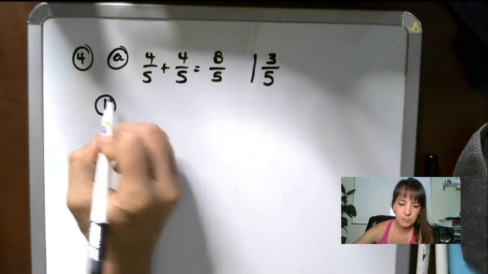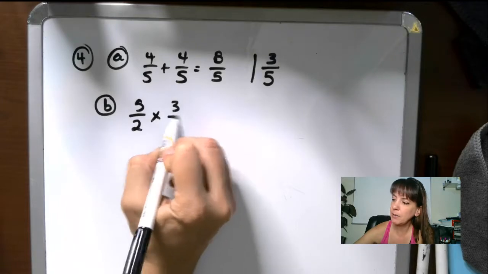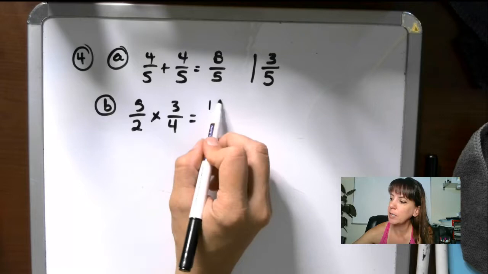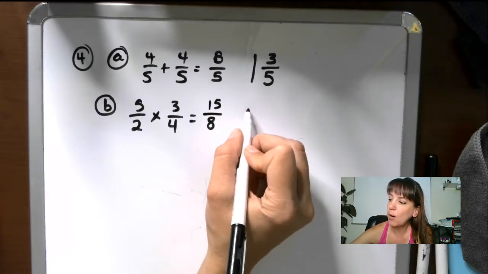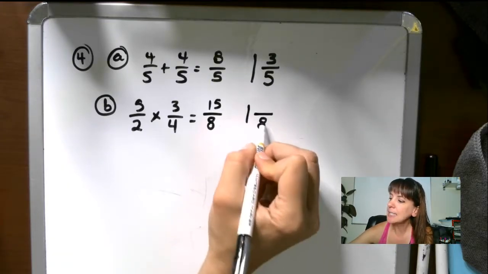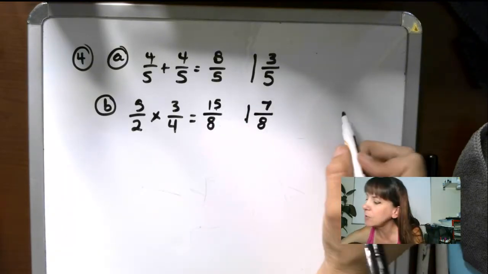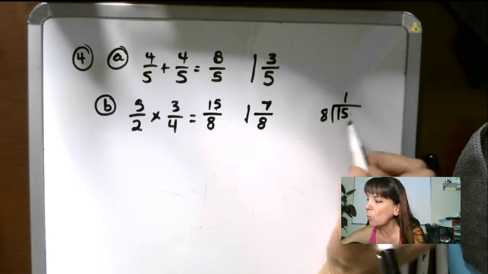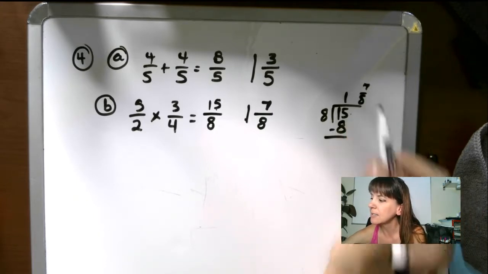For B, we have 5/2 times 3/4. All right, so we multiply straight across the top, straight across the bottom, we get 15 over 8. How many times does 8 go into 15? 1 time, because if we did 2, it would be 16, right? 8 times 1 is 8, with a remainder of 7 will give us 15. Again, 8 goes into 15 1 time, and we get 15 minus 8, which gives us 7/8, okay?